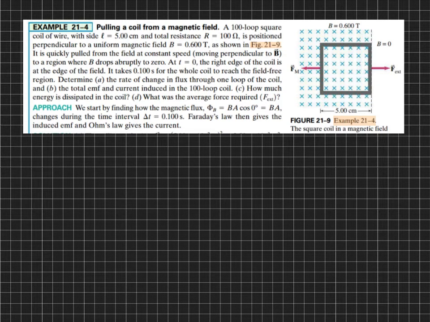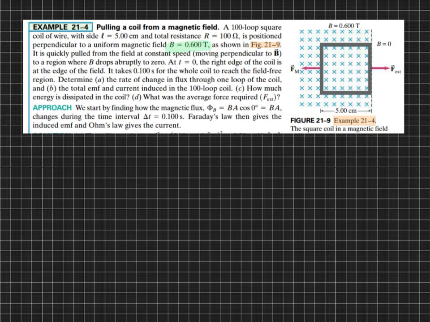All right, so the first example we're going to look at is where we have a coil of wire here, and it's within a magnetic field. And this is actually a 100-loop coil, right? It has a side length of 5 centimeters, and the magnetic field here, in this case, is pointing into the page. It has a value of 0.6 Teslas.